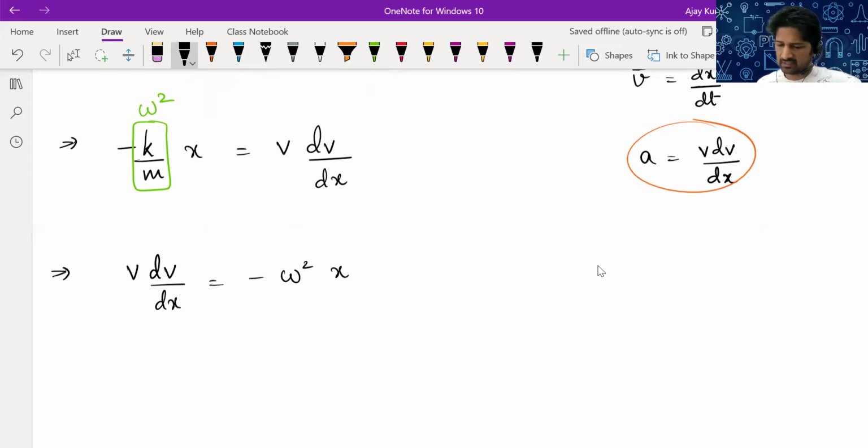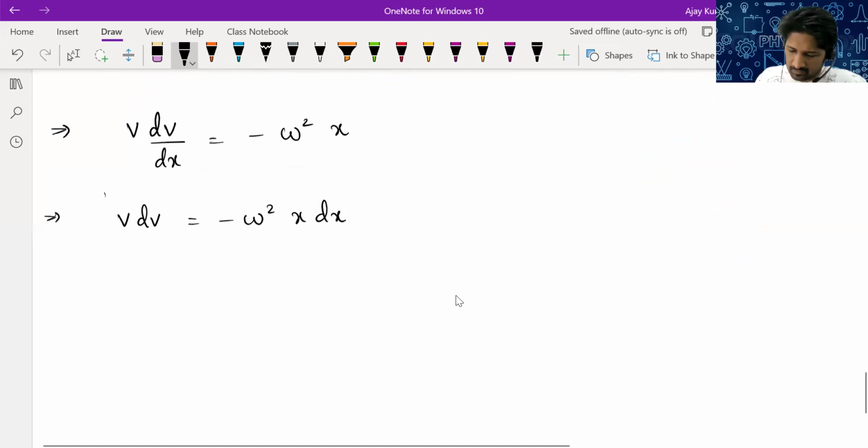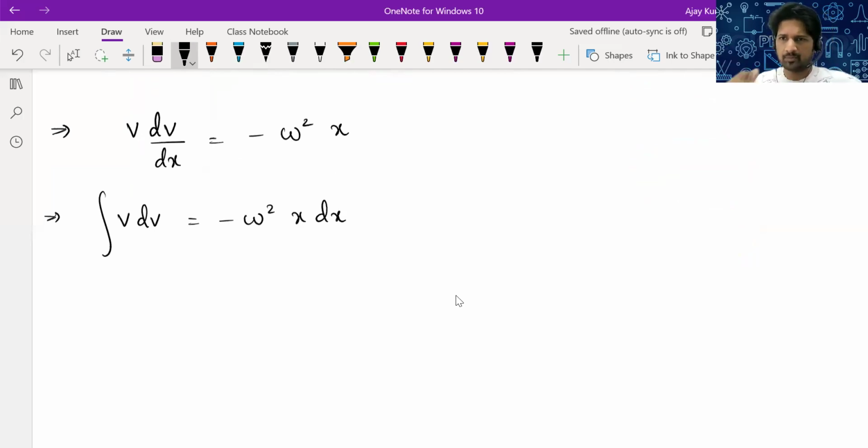Send the dx term to that side. You get v dv is equal to minus omega square x dx. Now you can integrate both sides. Omega square is a constant. Omega square is k by m. k is the force constant, m is the mass of the system. Those are constants, so we can put it outside the integral. You will be left with this.